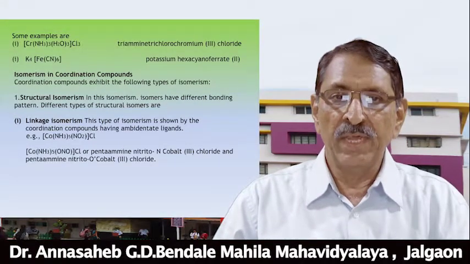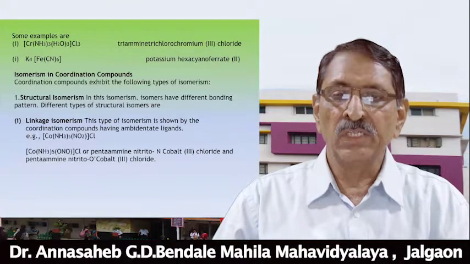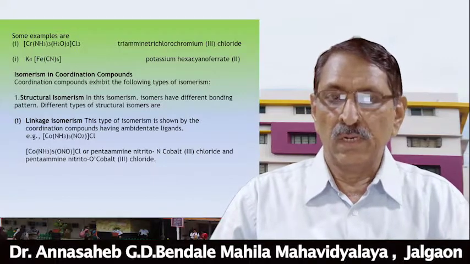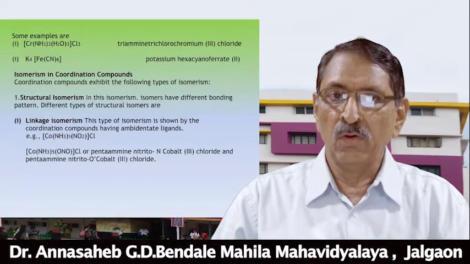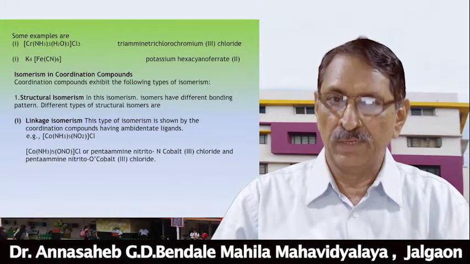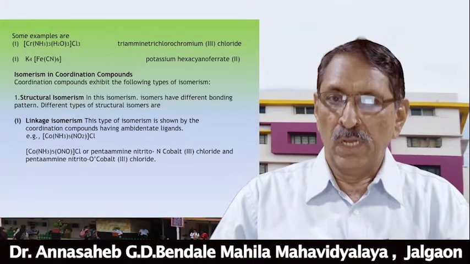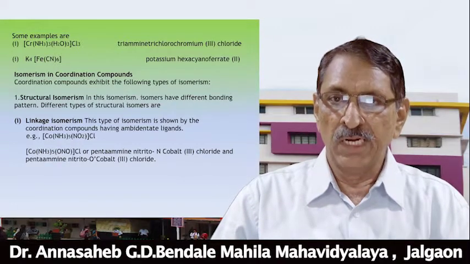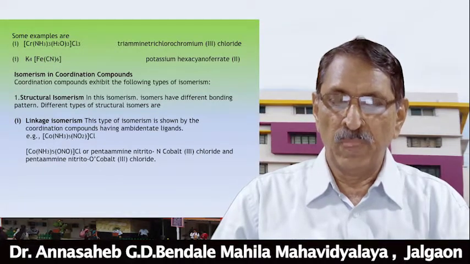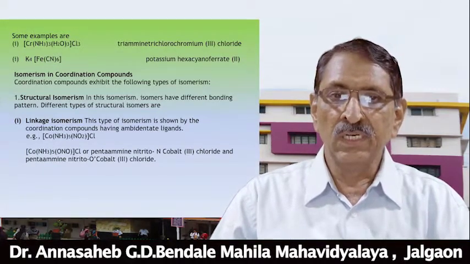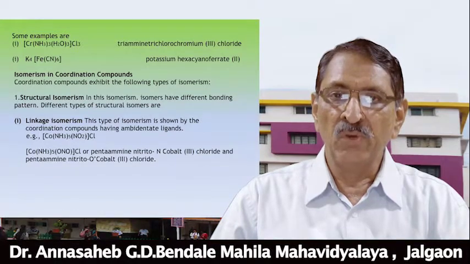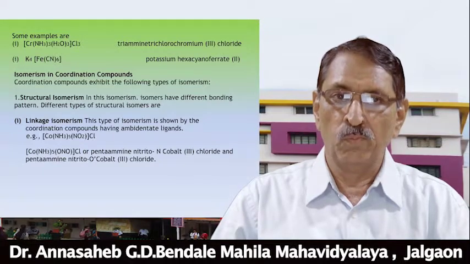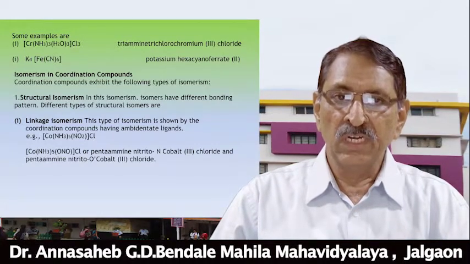Now, we are considering some examples of the nomenclature of coordination compounds. The first example is triaqua triammine chromium(III) chloride. This is an example of a coordination compound. The second example is potassium ferrocyanide. Potassium ferrocyanide is the trivial name of this compound, but according to the IUPAC system, the name is potassium hexacyanoferrate(II).